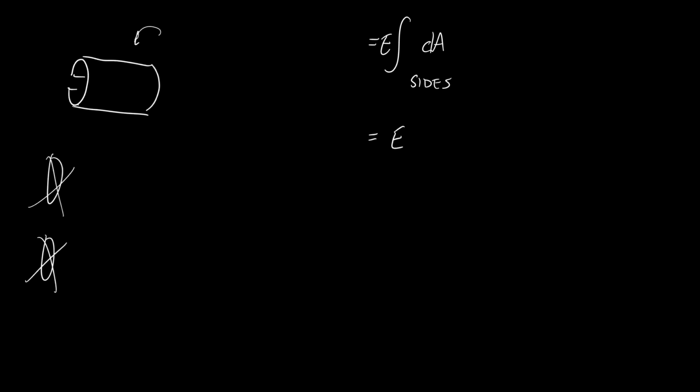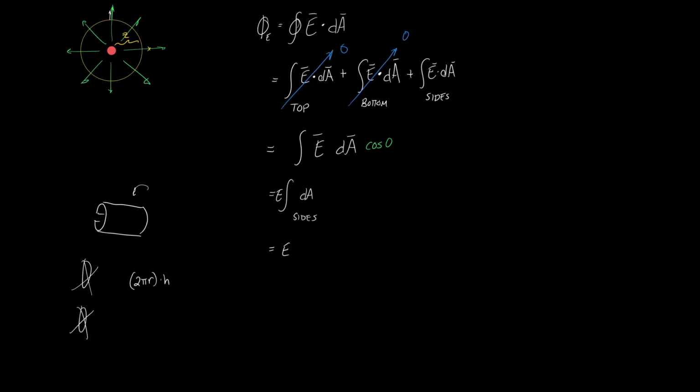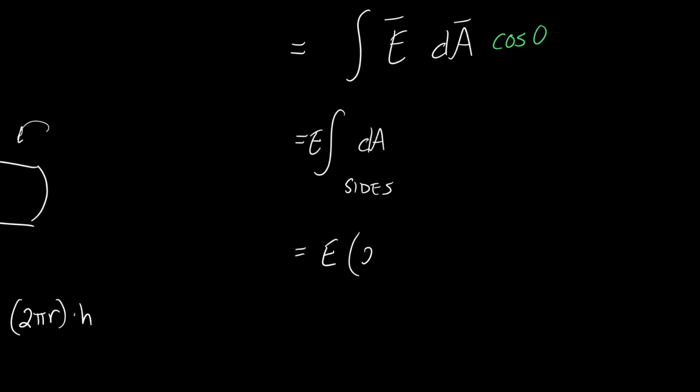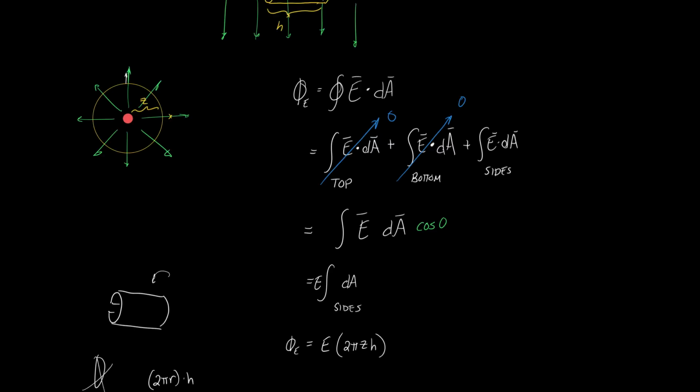Yeah, it's just base times height, isn't it? So I'll have 2 pi r, that's the circumference of the cylinder, times h, which is the height of the cylinder. Will this be the area of my cylinder? Except I'm not going to use r because we said our cylinder has a radius of z. So this will be 2 pi zh. That is the total flux for my cylinder.